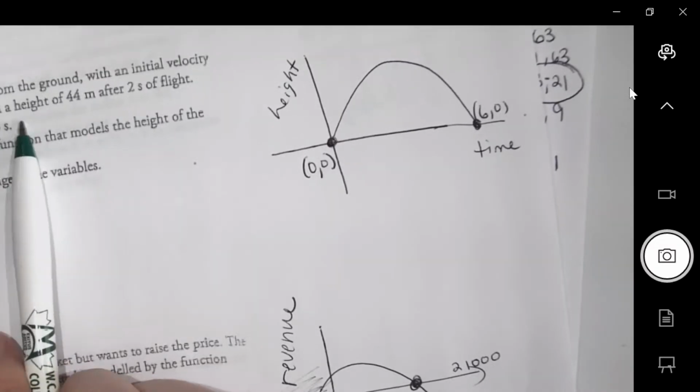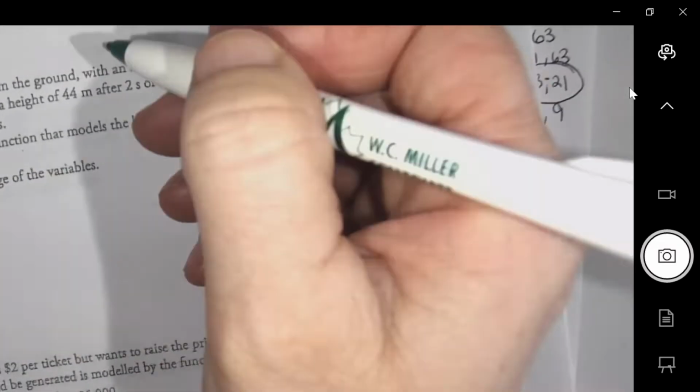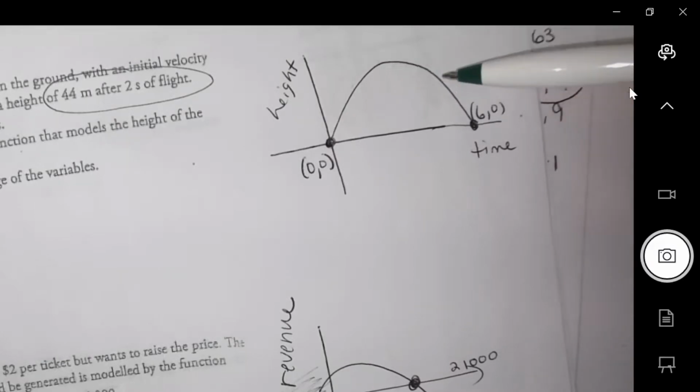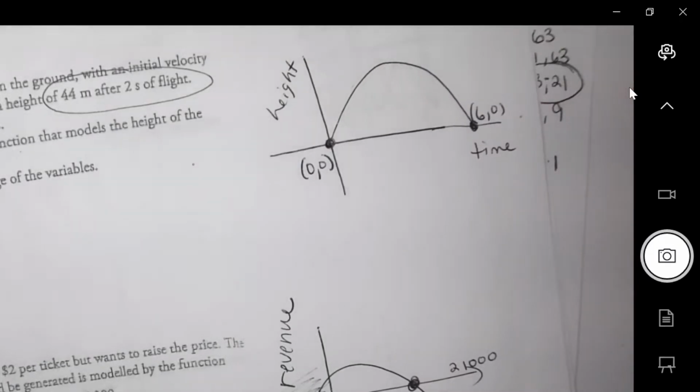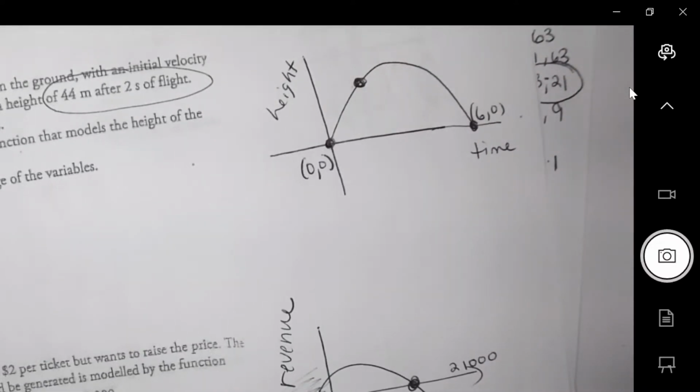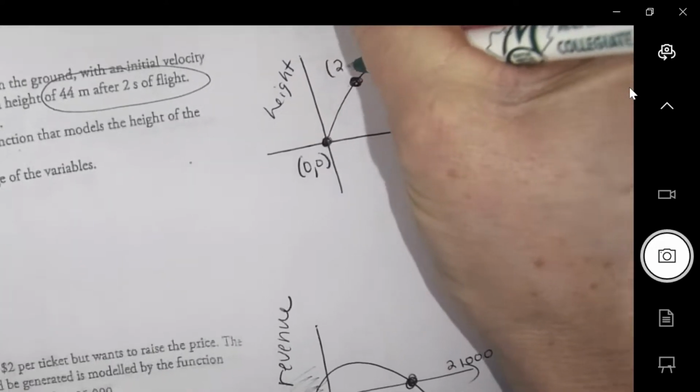The rocket achieved a height of 44 2 seconds after it was flying. Where would you put that point 2 seconds later? Which side of the parabola do you think I'm on if I'm at 2 seconds? I'm probably here. Okay, and you know why I would know that? The vertex should be at 3, halfway in there. Okay, so this is 2, 44.